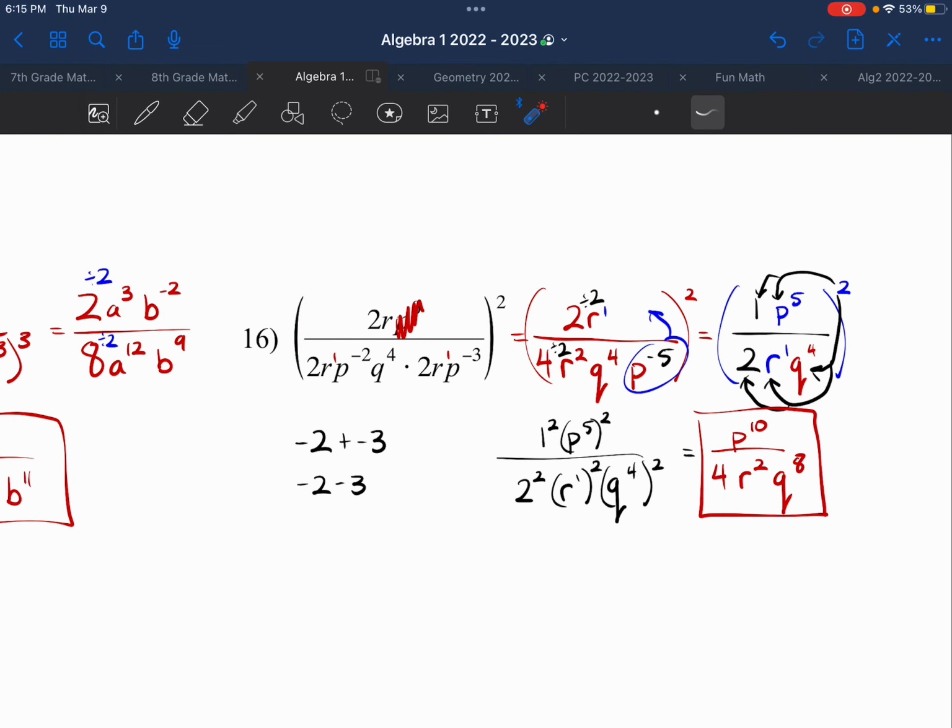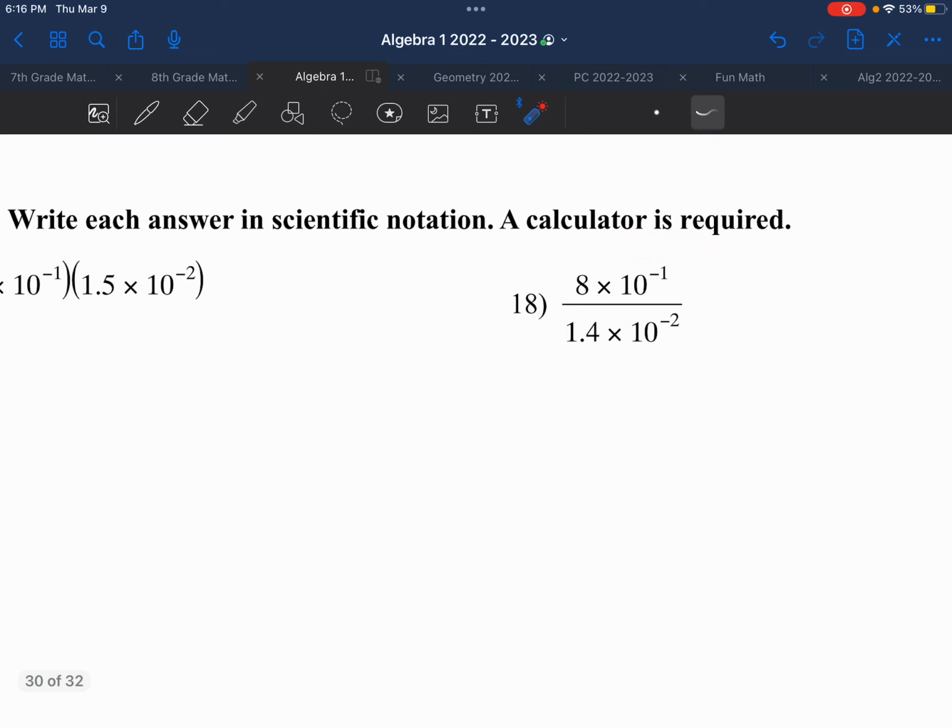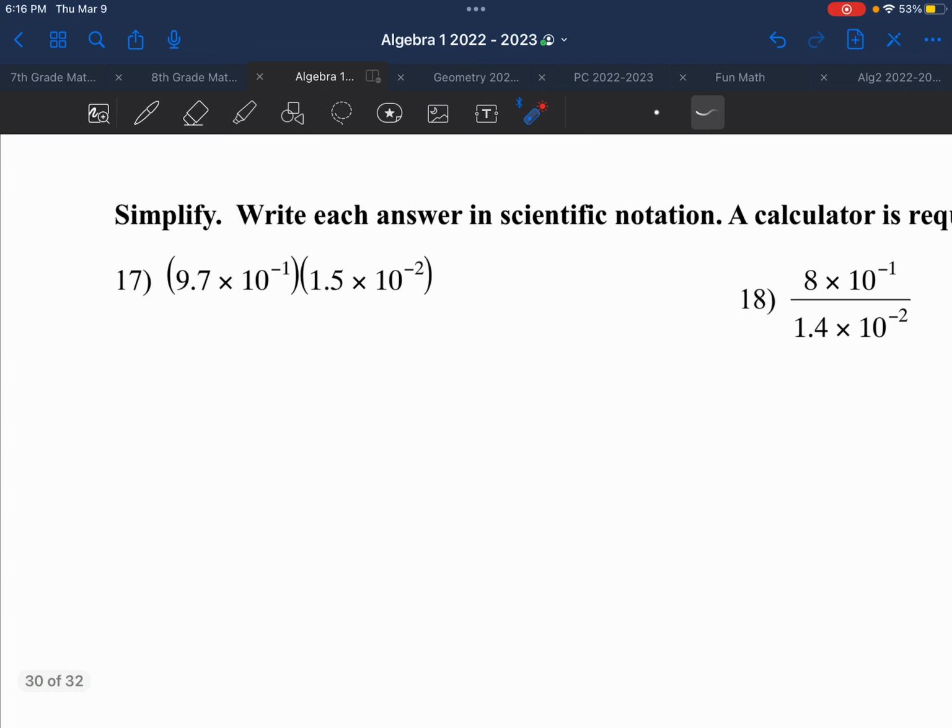I am on to number 17, and for these, I say that a calculator is required. You don't need to, but I'm going to be using one. I want to go faster here. I have a meeting that's happening in like 14 minutes, so I got to speed through these things.